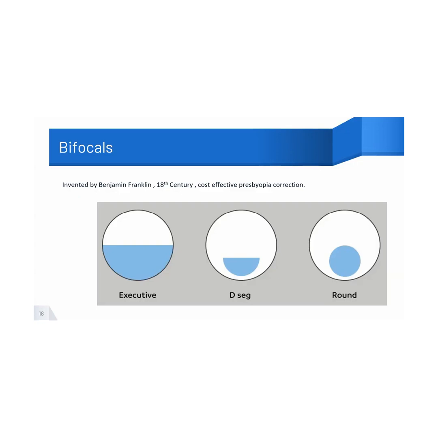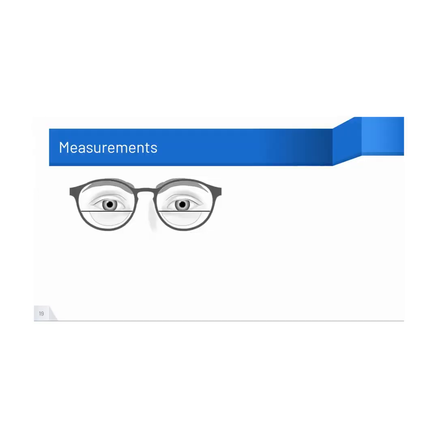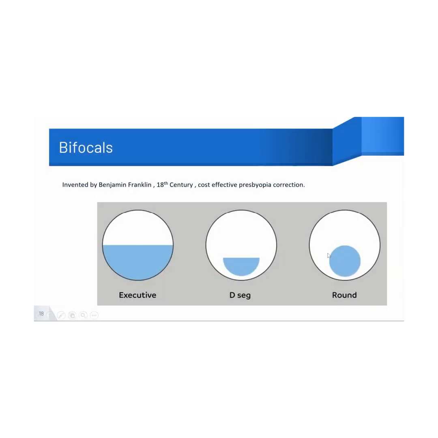What I would want to know from you is, out of the three, which one will have more image jump and why? If you can just quickly put it in the chat box, from your experience. You have three bifocals here: executive, D segment, round segment. From your experience, out of the three bifocals, which one will have the highest image jump and why?